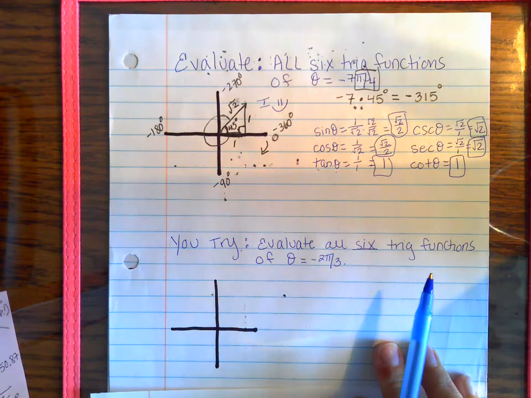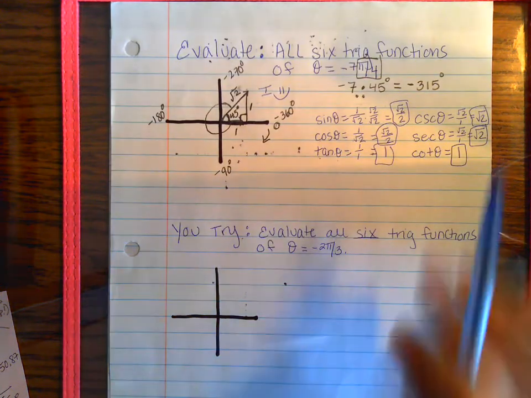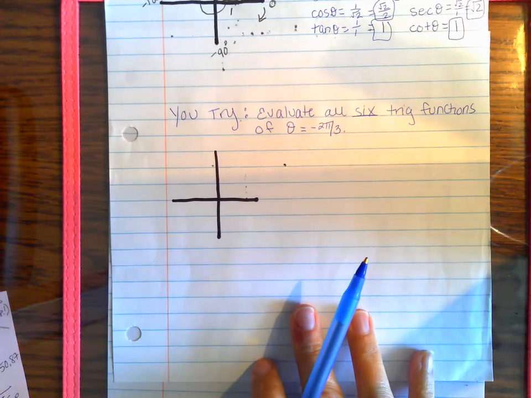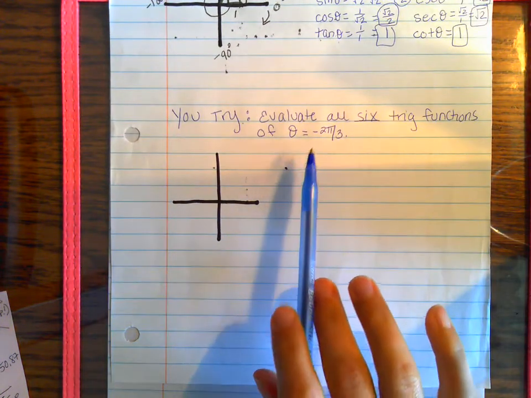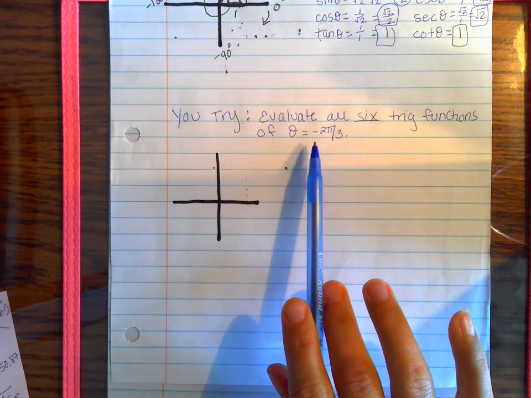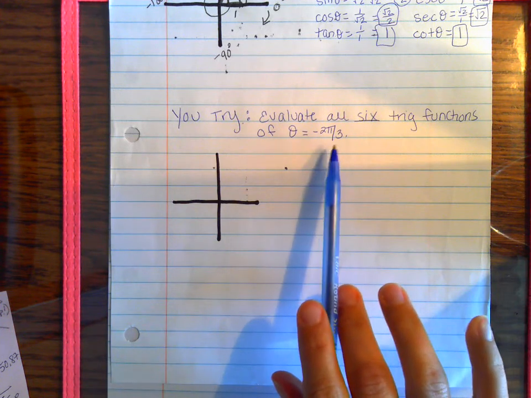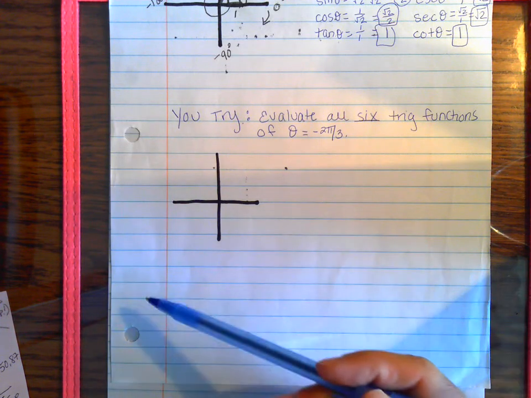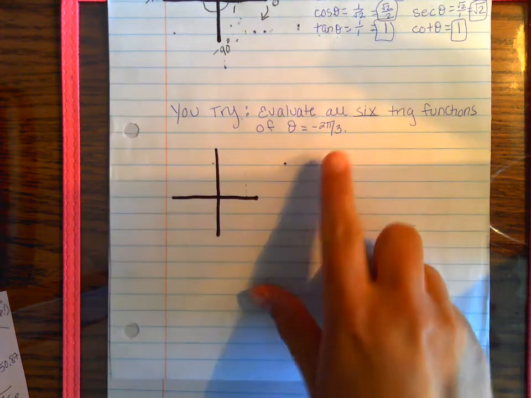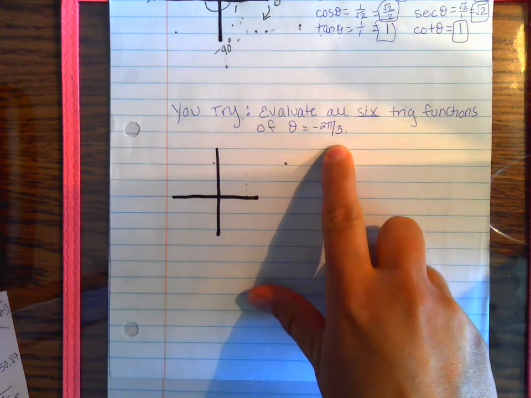Okay, so the next question that you're going to answer in Nearpod is going to be the following question. Evaluate all 6 trig functions of theta when the angle theta is equal to negative 2 pi over 3. So remember, you're going in the clockwise direction and you're looking at the reference triangle of pi over 3. Okay, so give that one a try.